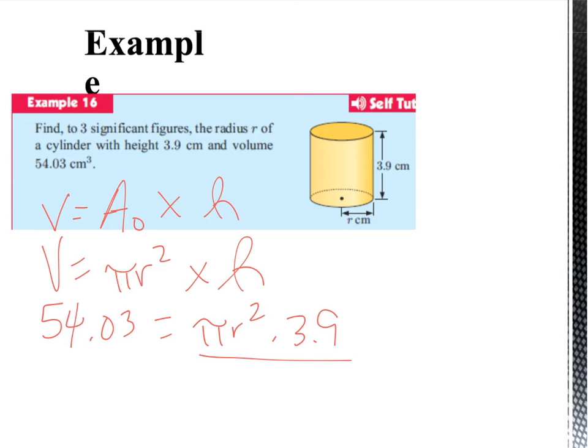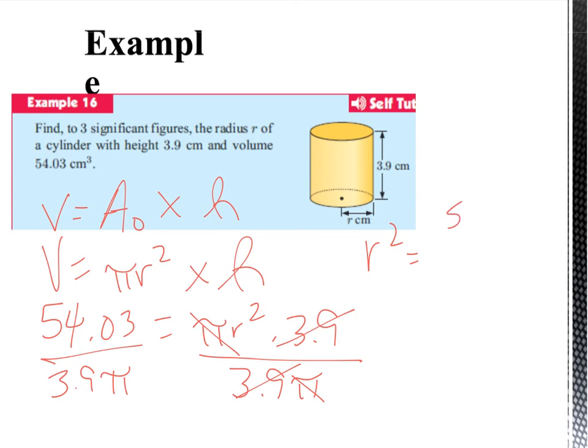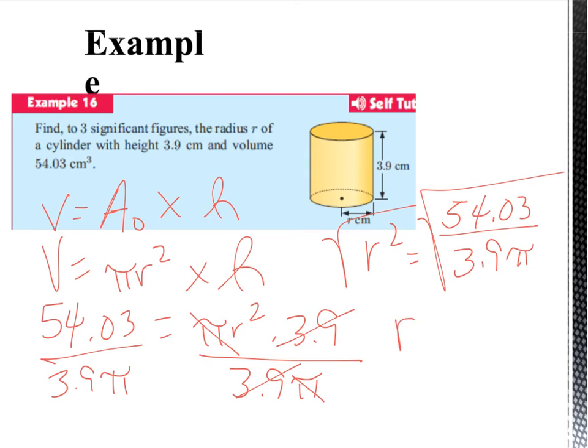So we're going to divide this side by 3.9 times pi. We're going to do that to both sides, because that'll cancel out my pi and it'll cancel out my 3.9. So now I'm left with r squared on that side. And we're left with 54.03 divided by 3.9 pi. We take the square root of both sides. Square root of r squared is r, and the square root of 54.03 divided by 3.9 pi is 2.10, and we're looking at centimeters.